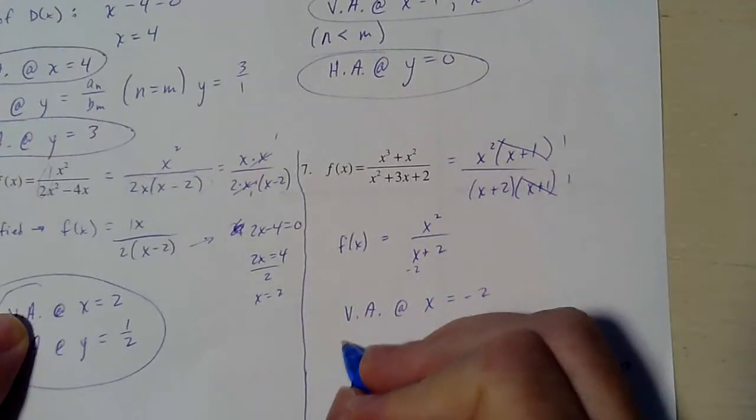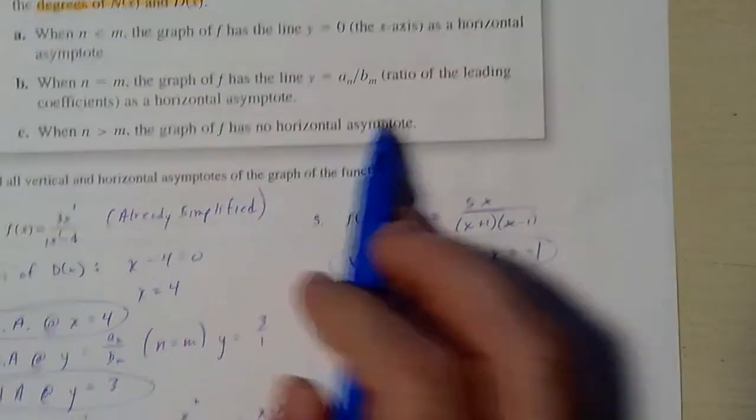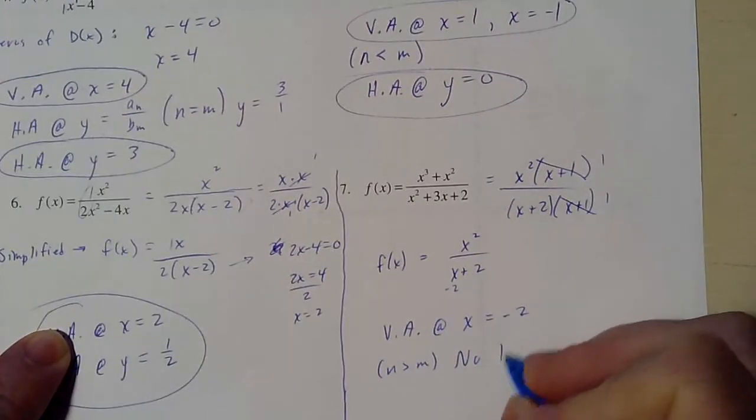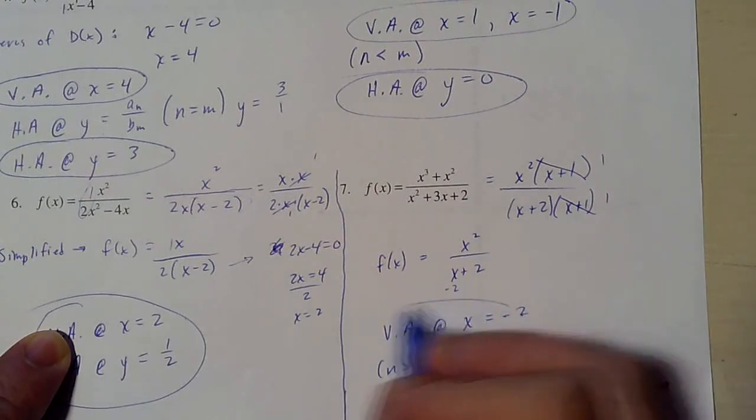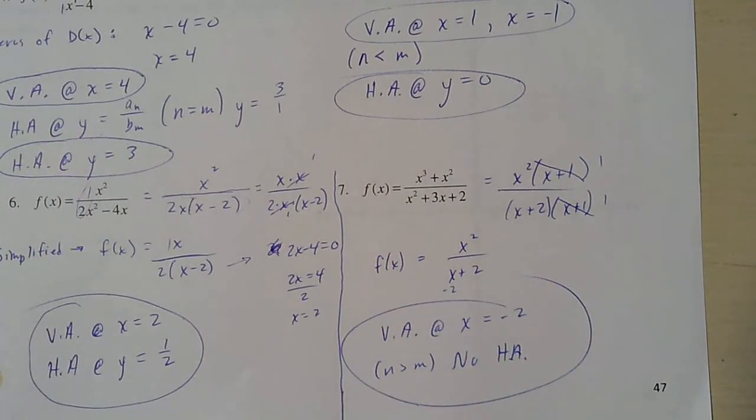Okay, horizontal asymptote. Like I said, when n is greater than m, that's what's happening here. N greater than m, all you got to say is there's no horizontal asymptote. So no HA. Okay. All right, we'll do the slant asymptotes in the next video.